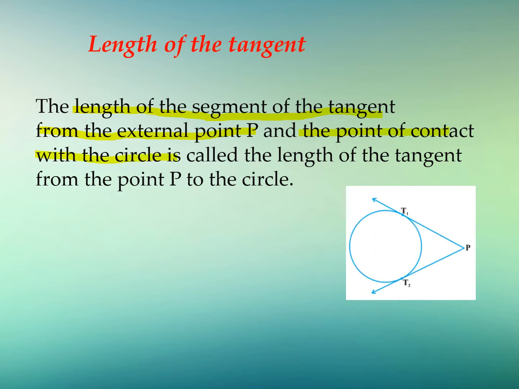Here is a diagram that we had learnt about two tangents. So what is the external point here? The external point here is P, whereas the points of contact here are T1 and T2. So the length of the segment of the tangent at these places are called the length of the tangent. That is, the distance P to T1 and the distance from P to T2 are called the lengths of the tangents. So here PT1 is the distance which is called length. Again PT2 is the distance and this distance is called the length.